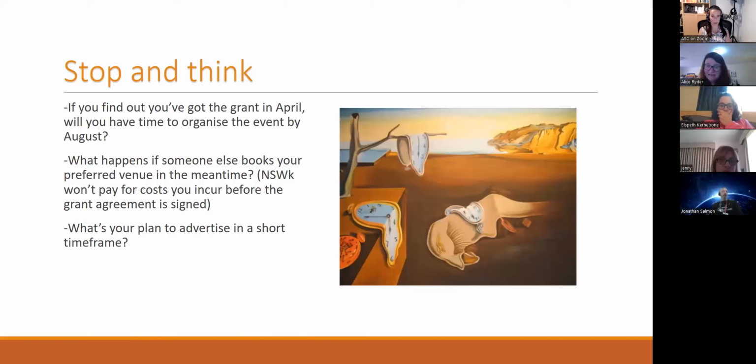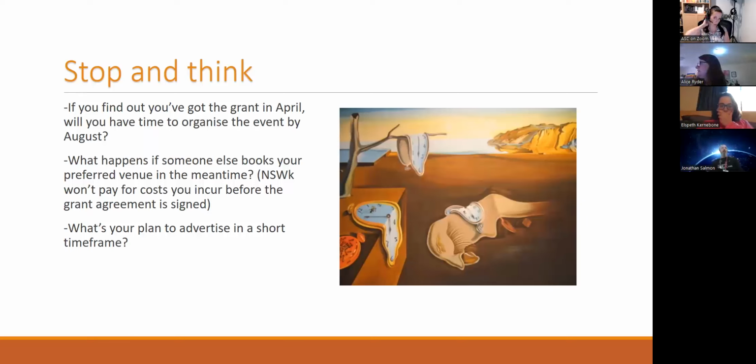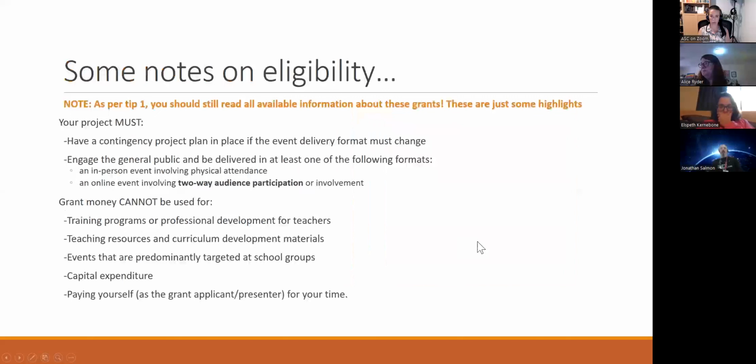You can start planning and hope that you will get the funding and make it go ahead, but the funders cannot pay for things that you have paid for already before your grant deed is signed. So if you pay to hire the Cootamundra RSL Bistro Hall room in January, and then you find out you've got your event in April, and then you sign your paperwork in late April, they can't back pay you for the hire of an RSL hall that you already paid for before. So that's a really important thing to have a stop and think about.